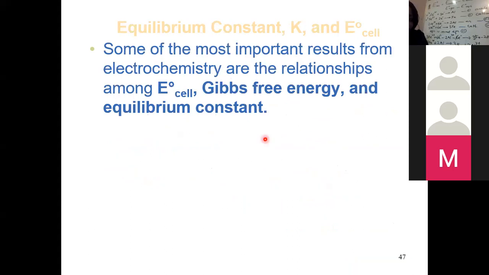Okay, so the relationship between equilibrium constants and E0 cell. Some of the most important results from electrochemistry are the relationships among E0 cell, Gibbs free energy, and equilibrium constants.